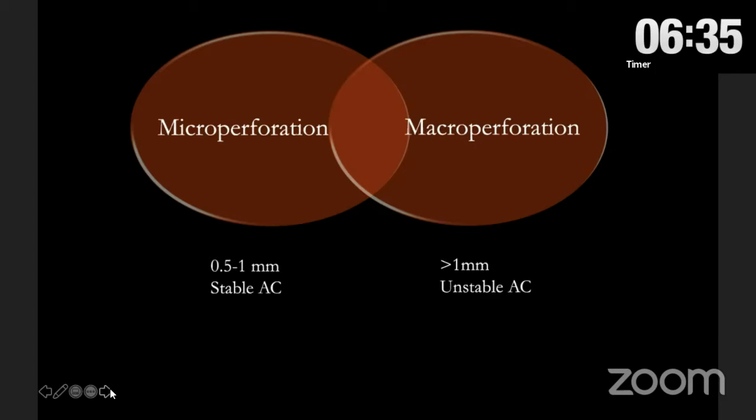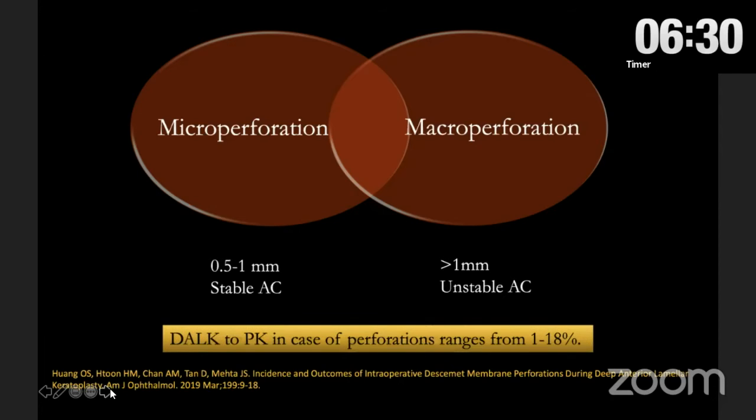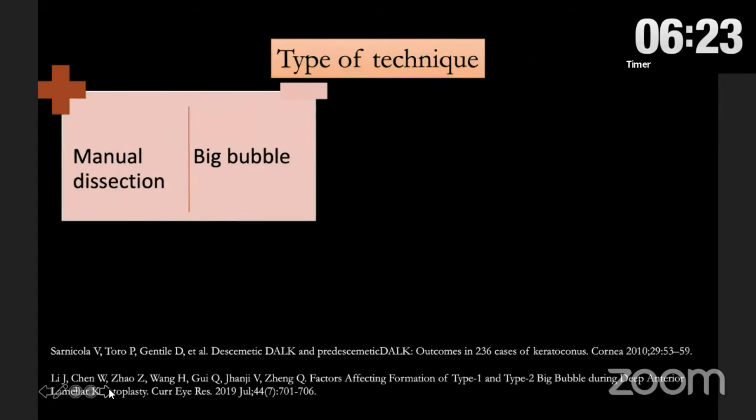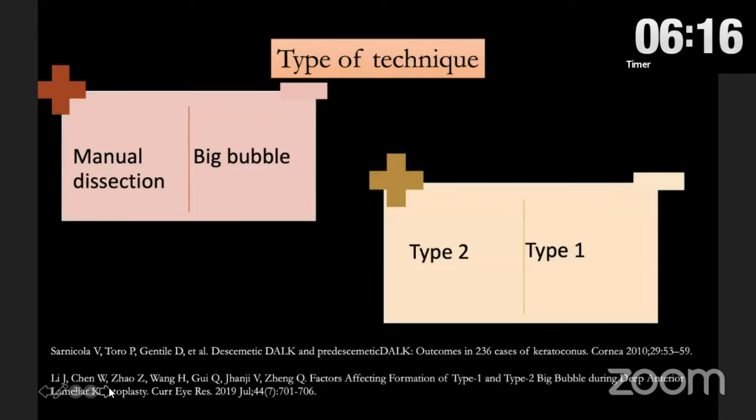Fortunately, microperforations are far more common, and the overall rate of conversion of DALK to PK in such cases ranges from 1 to 18%. When it comes to the type of technique that is employed, the incidence of perforation is higher in manual dissection when compared to cases with a big bubble, and the rate of perforation is similar between the two different types of bubbles. However, in cases with a type 1 bubble, the posterior wall is stronger and has more elastic fibers, and so when perforations do occur, they are less likely to extend with further manipulation.